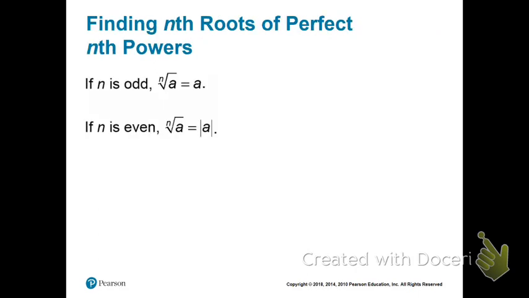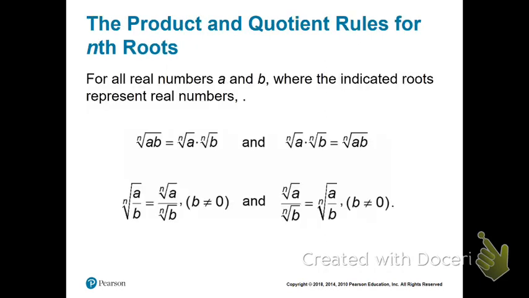And if n is odd, then the nth root of a^n will equal a, and if n is even, then the nth root of a^n will equal the absolute value of a, meaning it's always going to be positive, just like before with the square root. Alright, so for real numbers a and b, where the indicated roots represent real numbers.